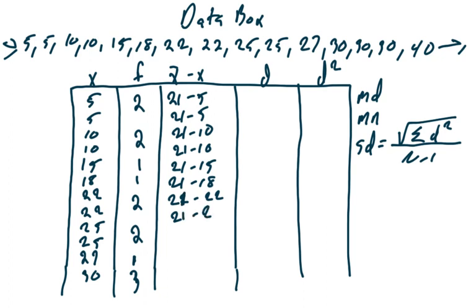21 minus 22, not 22 minus 22. Sorry about that. 21 minus 25. 21 minus 25. 21 minus 27. 21 minus 30. So on and so forth, right?